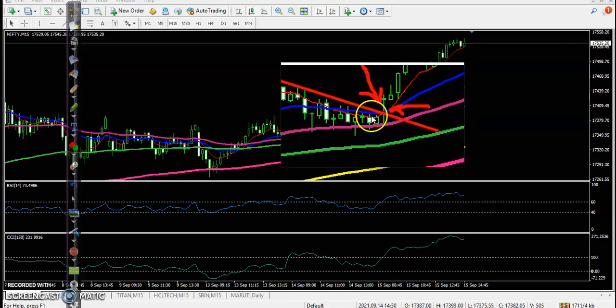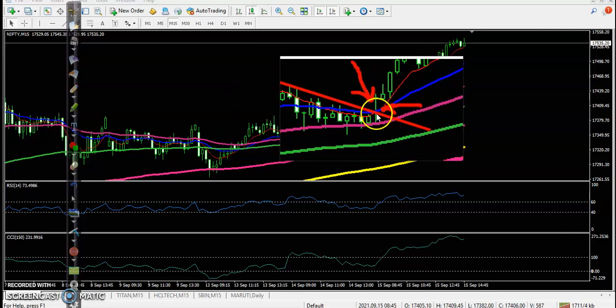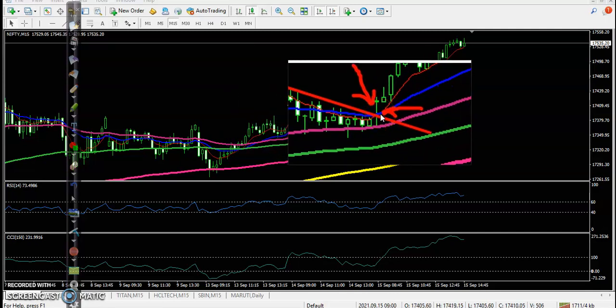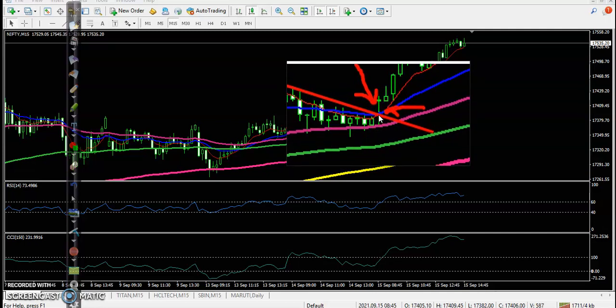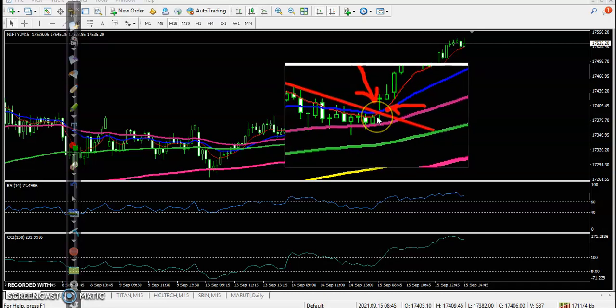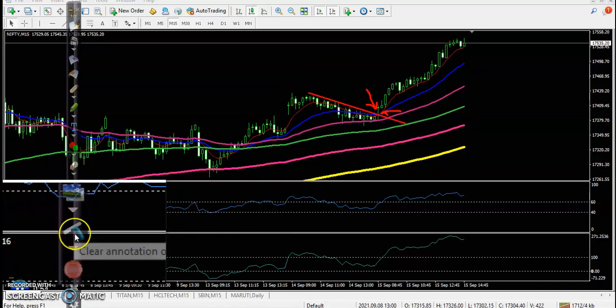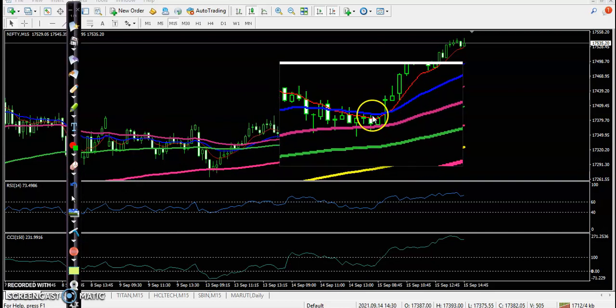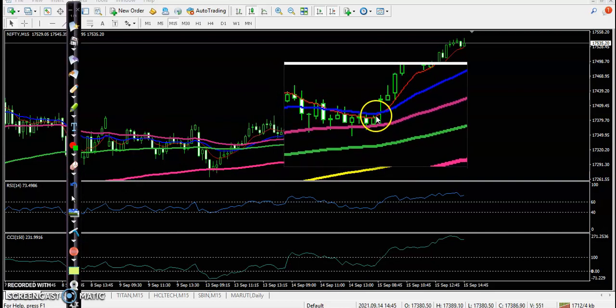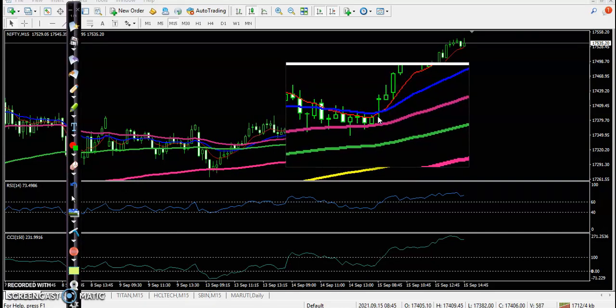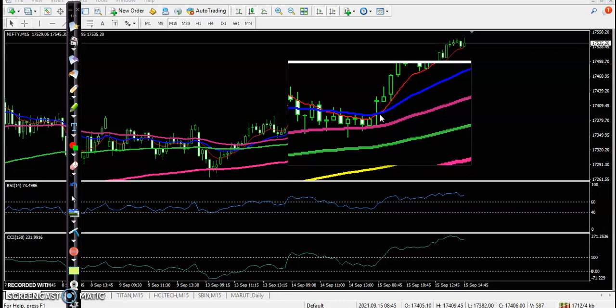Now you can see the price broke this resistance line. At the same time, the 7 exponential moving average crossed the 20 moving average. Have you seen this blue line? Let me clear this one. Okay, now you can see here, this red line is the 7 and this blue line is the 20 crossover.